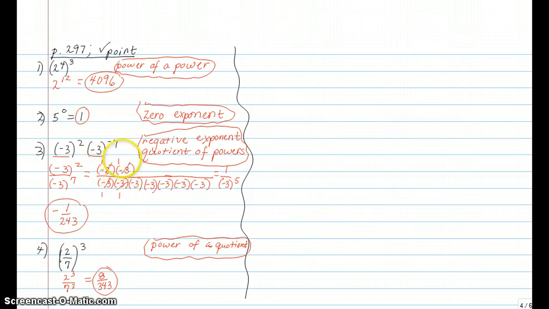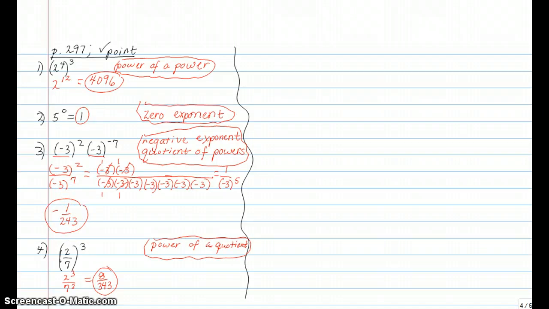So 1 times 1 is your numerator amount. It equals 1. And then your denominator, you're left with 1, 2, 3, 4, 5 negative 3's, so negative 3 to the 5th. And then if you plug this into your calculator, negative 3 raised to the 5th power is going to be negative 243. So we rewrite it as negative 1 over 243.